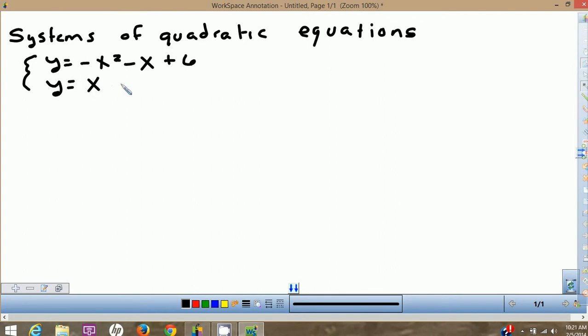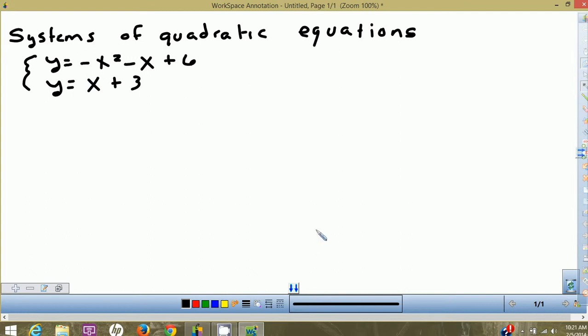If I've got a system that is defined as y is equal to negative x squared minus x plus 6 and y is equal to x plus 3, we can solve that system of equations. Well, look at the difference from what we've done before. Instead of having two lines here, I have a line in this last equation, but this equation is going to graph as a parabola. So I'm looking for the point or points of intersection for this particular system.